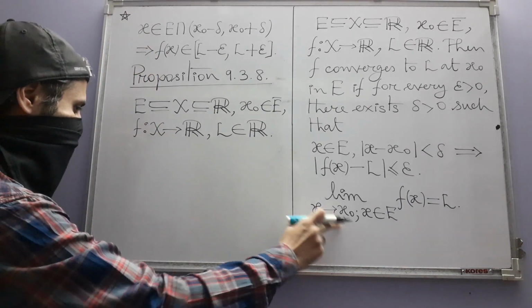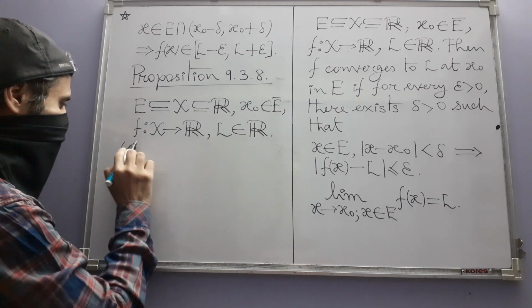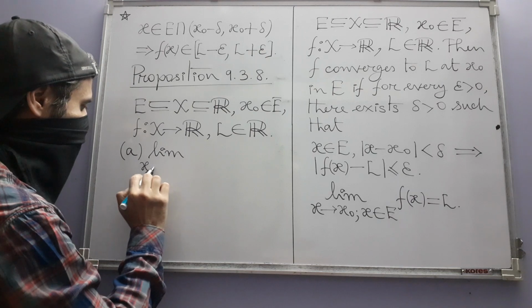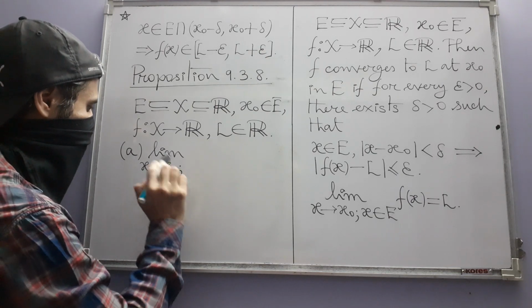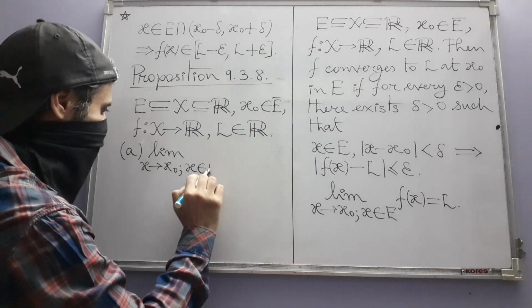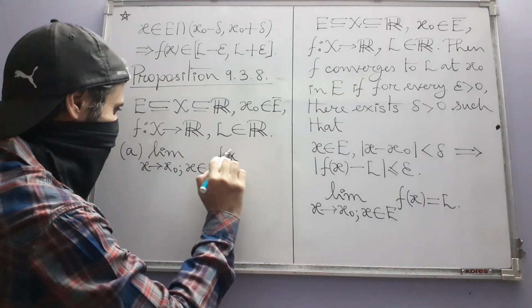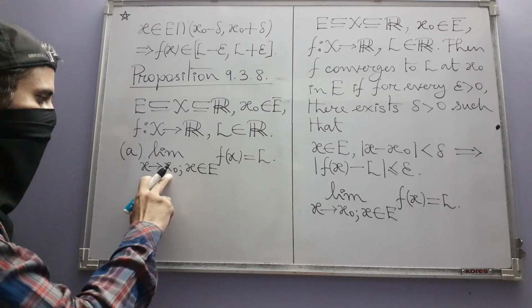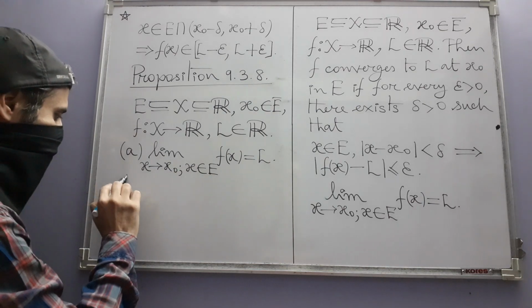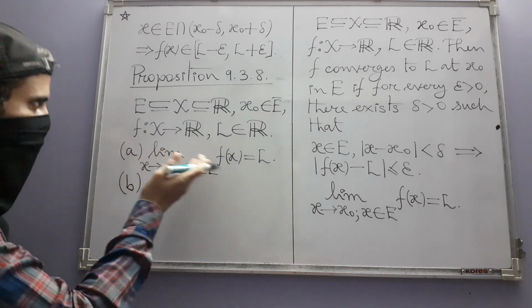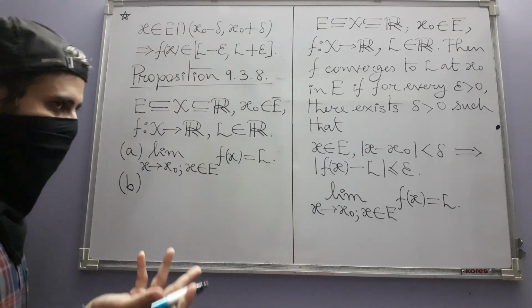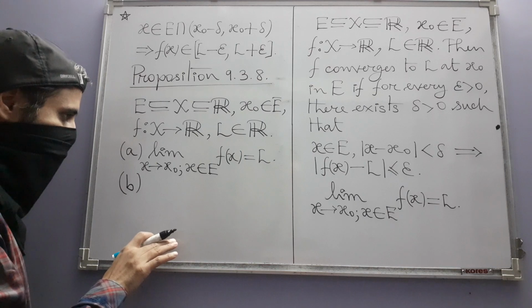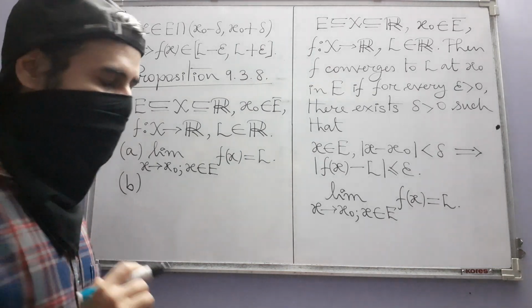The first of them is this: that f converges to L at x naught in E. And the second, and this of course involves all those uncountably many points. But now the next one, this next statement involves sequences.